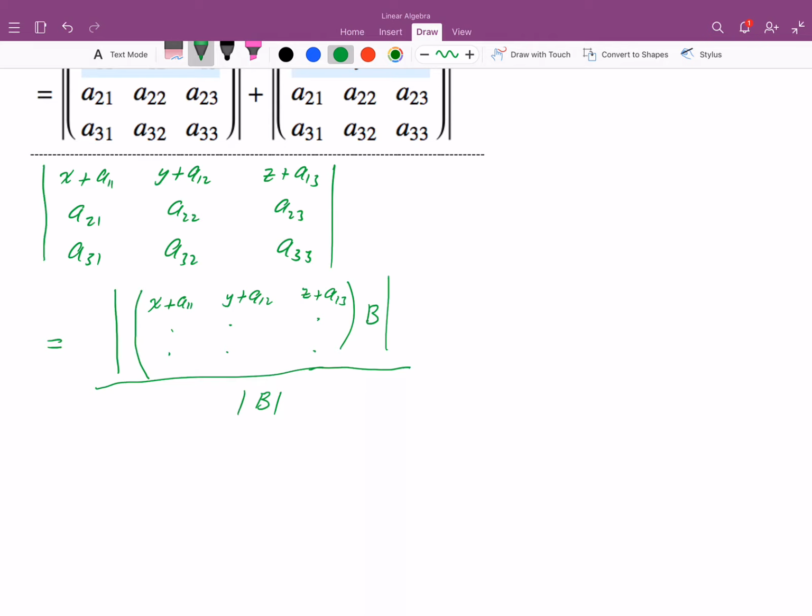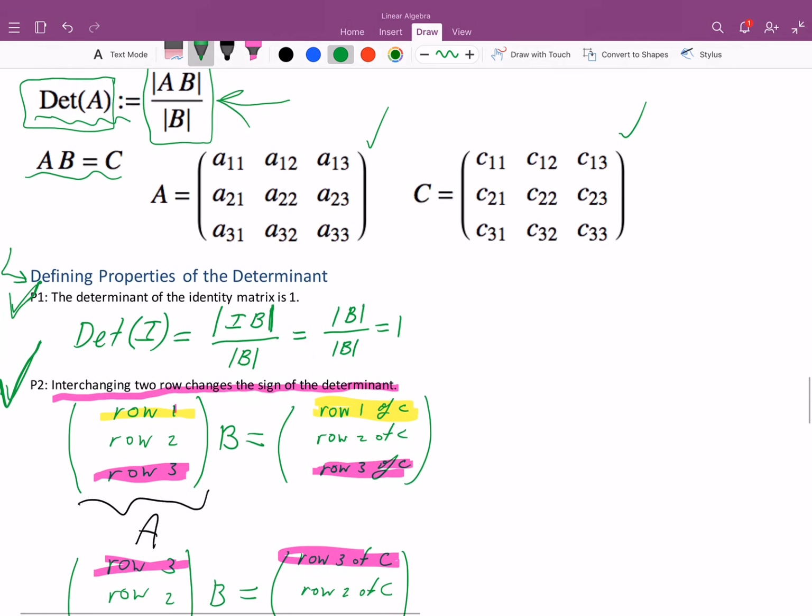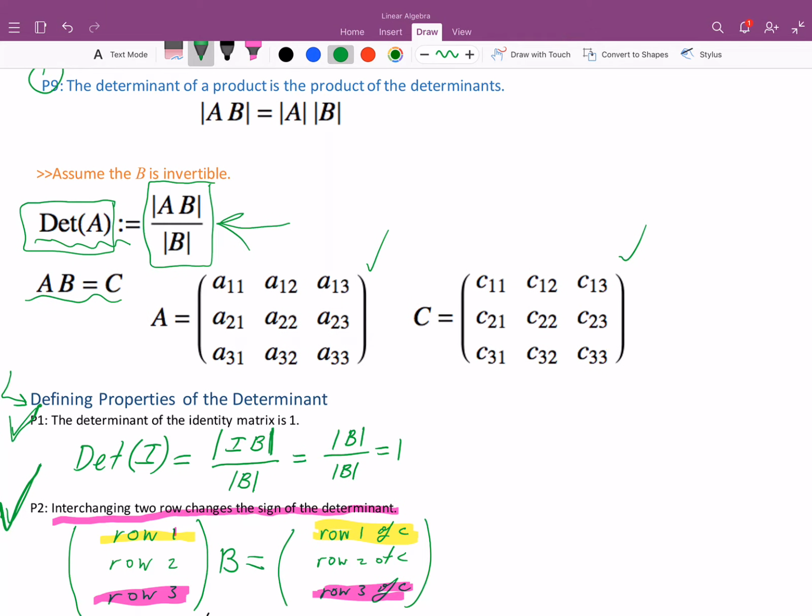Okay. Now, let me go back and show you what the C represents. So in the very beginning of the last video, we said that AB equals C, and so C is written this way. And we know that the row responsible for this first row of C comes from the first row of A. Okay? So if I change the first row of A in any way, that's only going to change the first row of C.